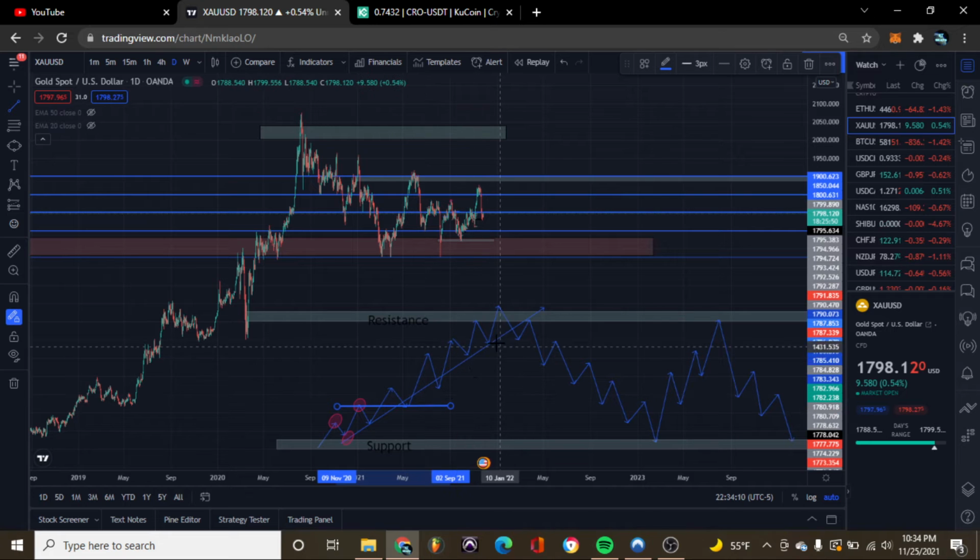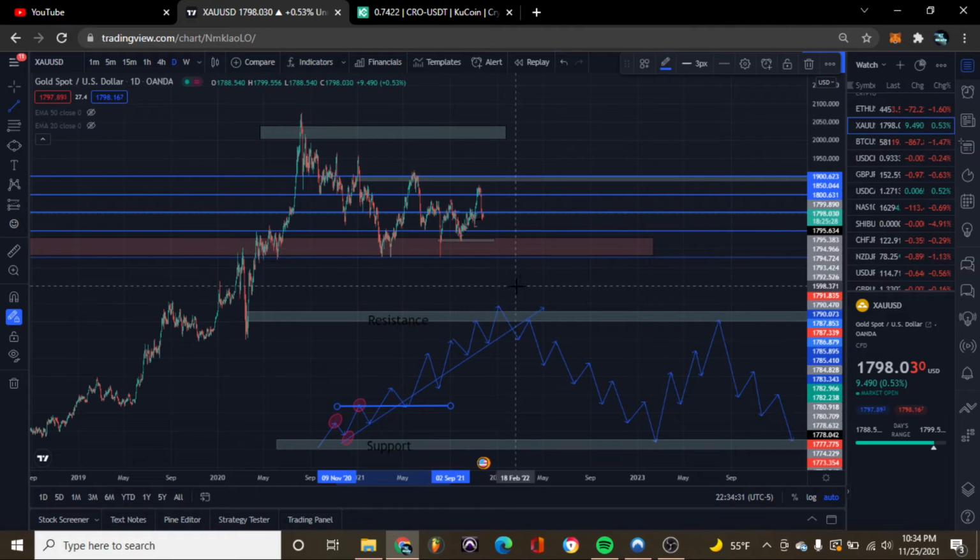If this was to continue to go up above this resistance level, you would want to wait for the retracement to come down to test it again. You want to wait for that retest. And if it rejects it, then this resistance turns into support.